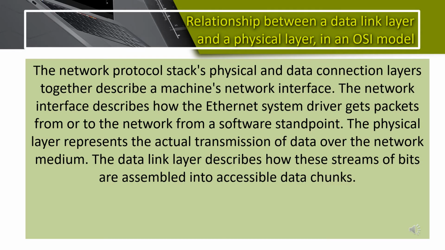Relationship between the data link layer and the physical layer in an OSI model. The physical and data link layers of the network protocol stack together define a machine's network interface. From a software perspective, the network interface defines how the Ethernet device driver gets packaged from or to the network. The physical layer describes the way data is actually transmitted on the network medium. The data link layer defines how these streams of bits are put together into manageable chunks of data.